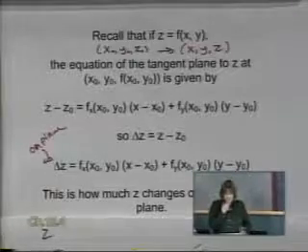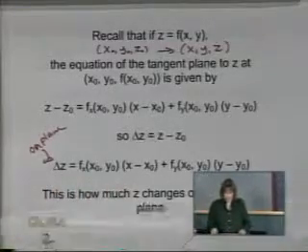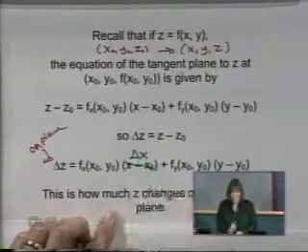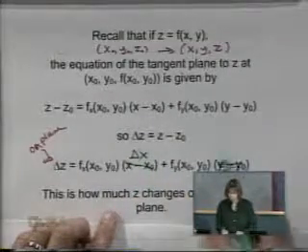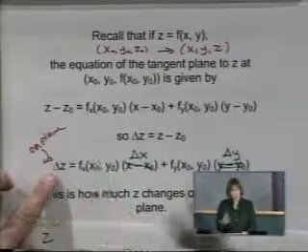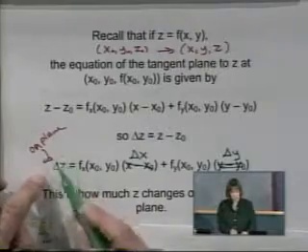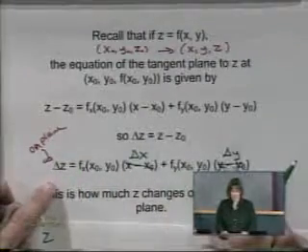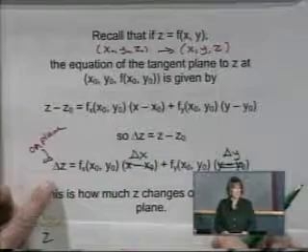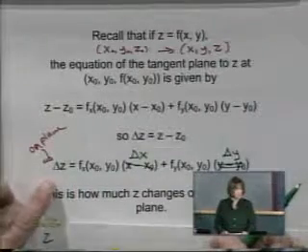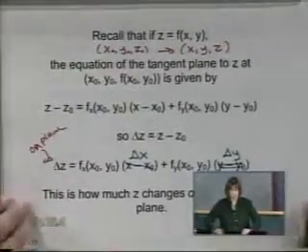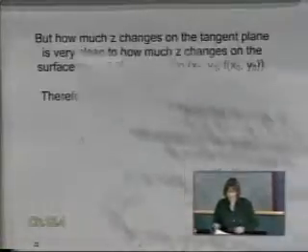But I'm saying to myself, well, gee, now notice the x minus x naught, you could call that delta x, how much x changed, and the y minus y naught, you can call that delta y. So if I want to come up with an approximation of how much z changes on the surface, as long as delta x and delta y are relatively small, this would be a very good equation, right? To give us a good approximation of how much z changed. Welcome to the world of differentials.